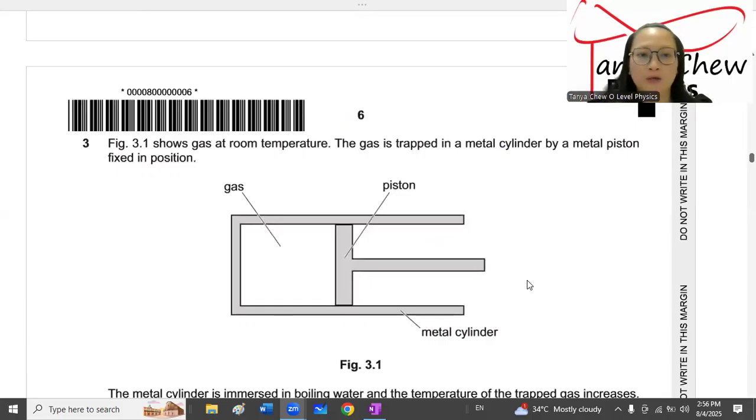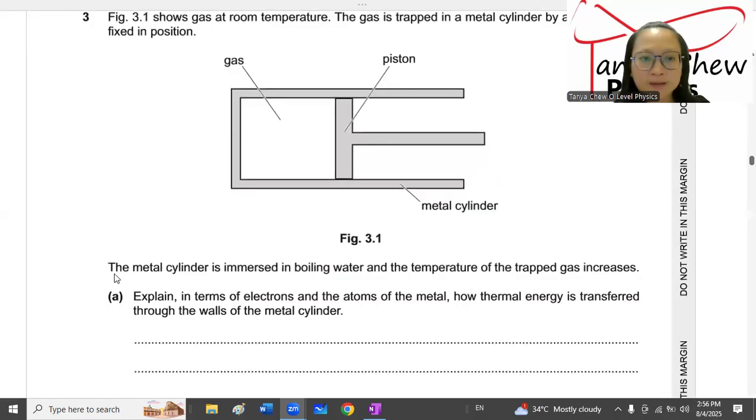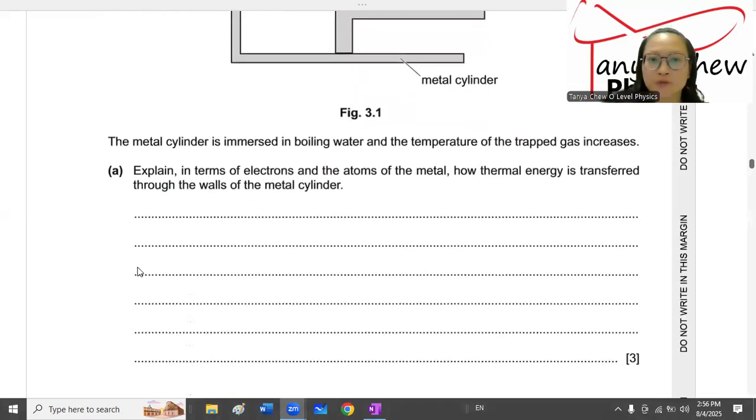Now, question number 3. Fig 3.1 shows the gas at room temperature. The gas is trapped in a metal cylinder by a metal piston fixed in position. The metal cylinder is immersed in boiling water and the temperature of the trapped gas increases. A, explain in terms of electrons. You know that inside the metal there are delocalized electrons and the atoms of the metal, how thermal energy is being transferred through the walls of the metal cylinder.